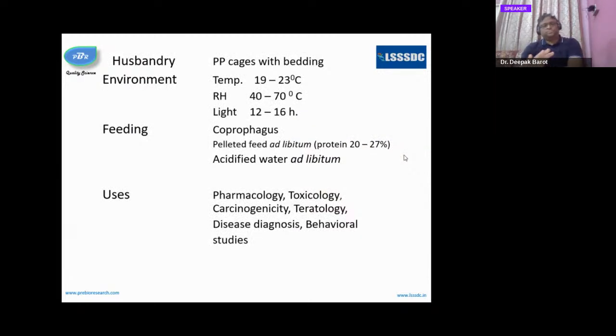Again, you can keep them in polypropylene cages, individually in conventional cages, racking systems, or in IVCs. Individually ventilated cages are available, and you can keep them in those. The temperature and the environmental conditions are pretty much the same: relative humidity of 30 to 60, 12 hours of light and darkness, and a temperature of 20 to 23, so almost the same temperature. They are coprophagous, as I said, so you can keep up to 3 rats in the same cage. They are also used in all the areas where you can use mice.